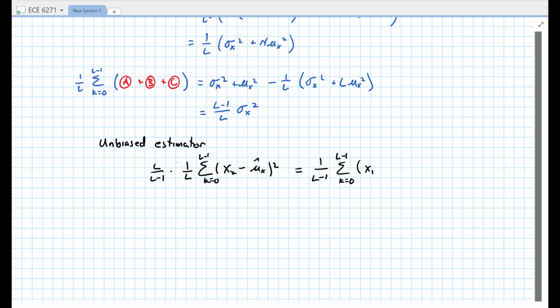So this is actually a proof that you could, I'm sure, look up online. The point of going through this right now is that it illustrates some of the processes that we might go through when trying to prove things in the future. So this would be the unbiased estimator of variance.